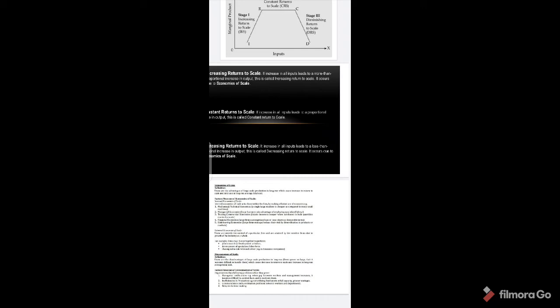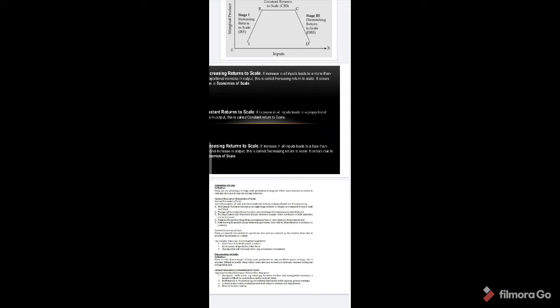Now, economies of scale are classified into two kinds, internal economies and external economies. What is internal economies of scale? Internal economies of scale arise from within the firm by making efficient use of resources. What are the resources? Number 1, mechanical or technical economies. A single large machine is cheaper as compared to many small machines.